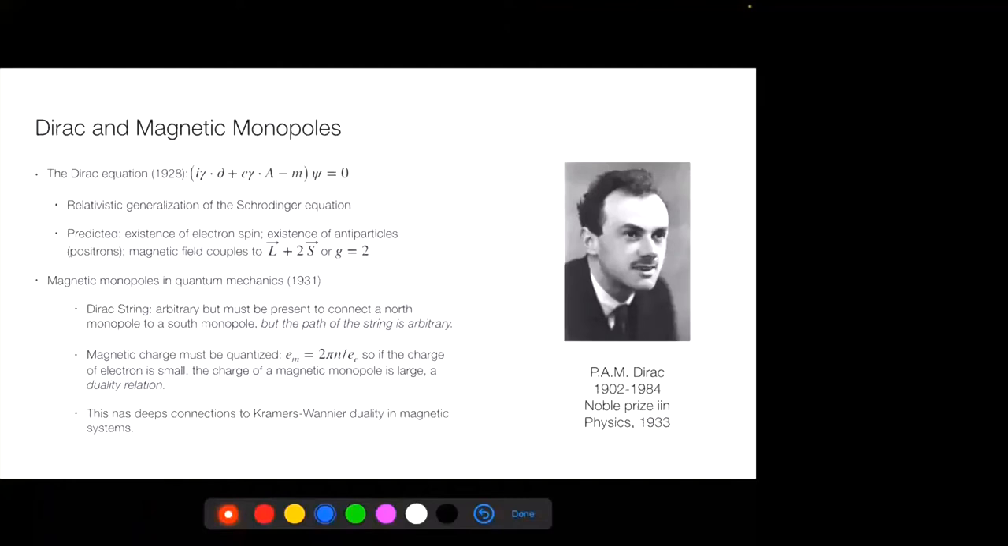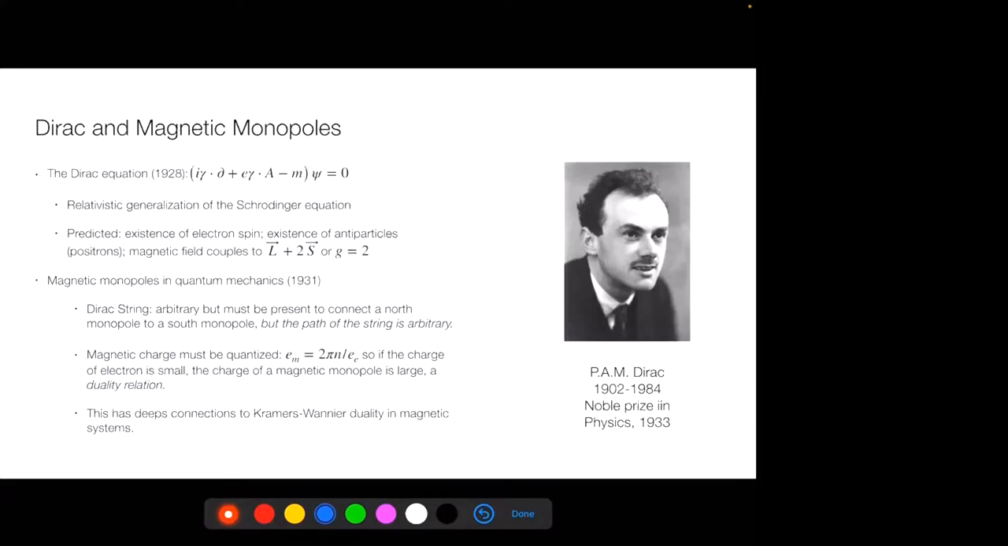Now, Dirac's most famous work is the Dirac equation, and it's a relativistic generalization of the Schrödinger equation. It's absolutely fundamental. It describes electrons and quarks. And he won the Nobel Prize very quickly in 1933 after his 1928 work, because it was clearly important and correct. Because the Dirac equation, unlike the Schrödinger equation, predicts the existence of electron spin, which they knew existed. It predicts the existence of antiparticles, positrons, and other antiparticles.